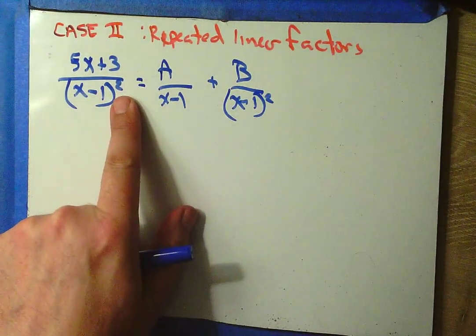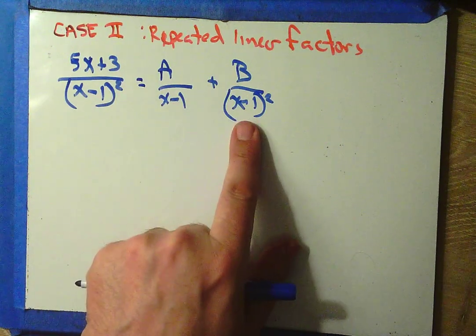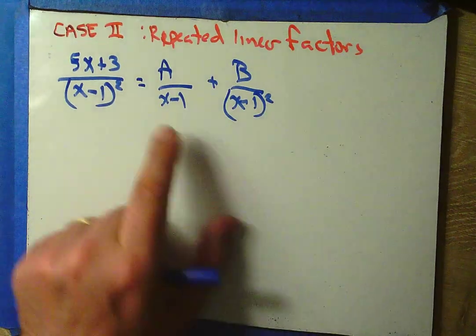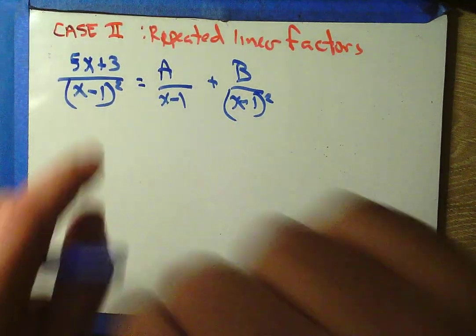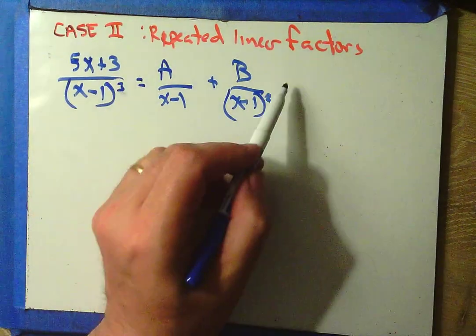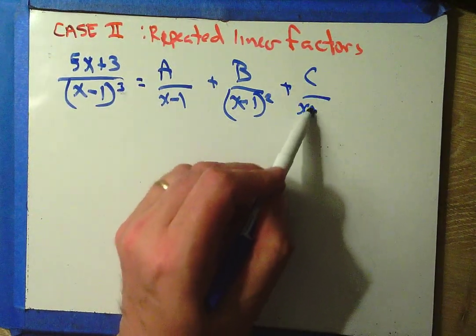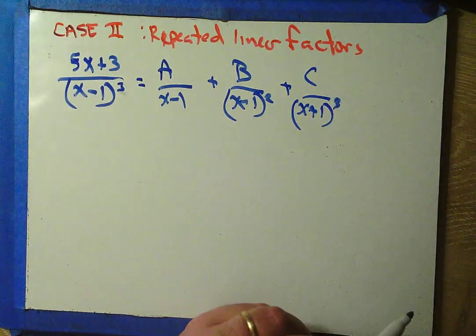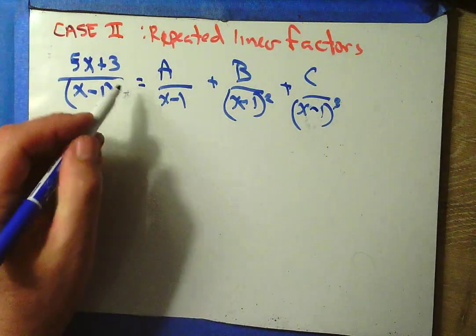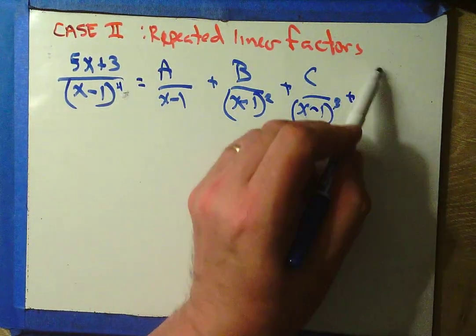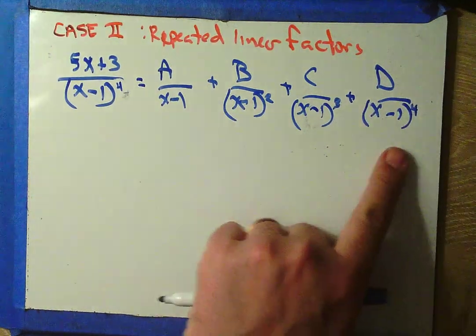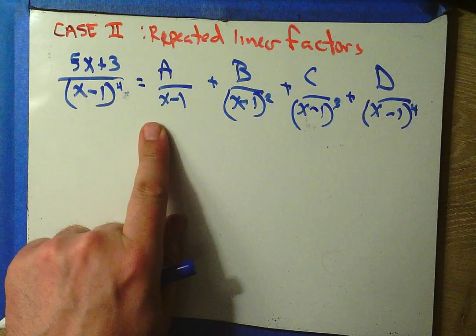Whatever power this is, I have to have all the powers leading up to that power as well as that power represented as fractions. So if this were a 3, I would need a c over an x minus 1 to the third. And if this was a 4, then I would need a d over x minus 1 to the fourth. Please note, I have to have all the power possibilities.